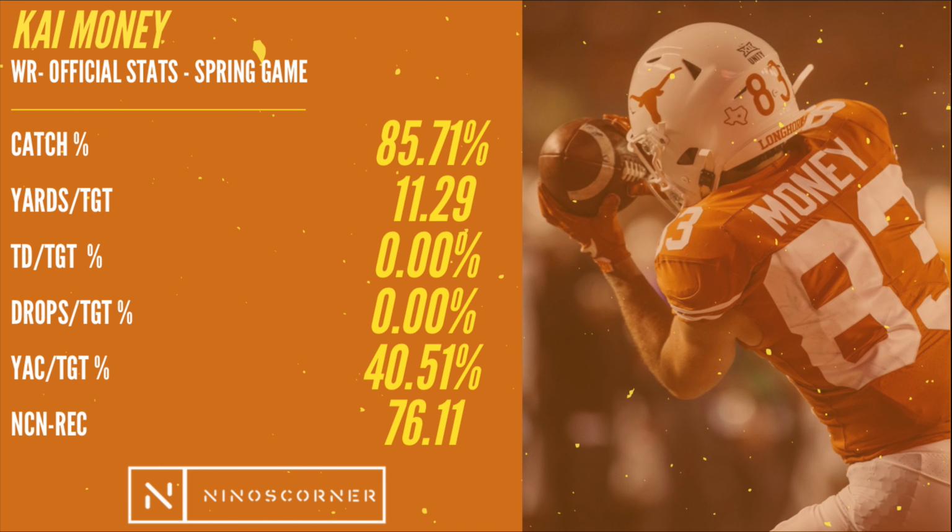Kai Money, he had an NCN for the receivers, guys, 76.11. That's an astounding number. That is great. That is awesome. He had 7 targets, 6 receptions, 85.71 catch percentage, 79 yards, 11.2 yards per target, and 13.7 yards per reception. Not only did he have that, guys, but Kai Money basically had 32 yards after contact, or YAC, and his YAC yardage equated for 40.5% of his total yardage. He had no drops, which basically equated to no drops per target or reception.